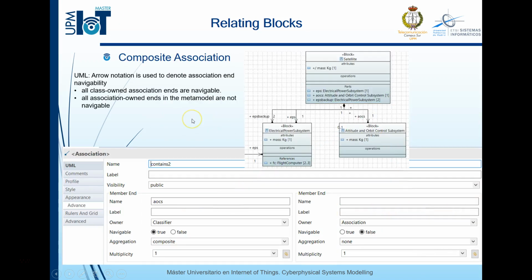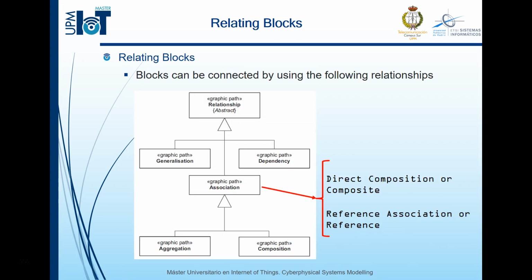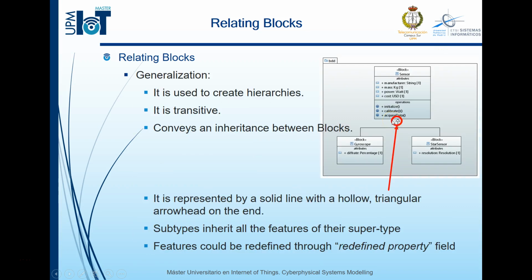Okay, so this is one of the kinds of relationships. Let me go back again. But we also have some different kinds of relationships between blocks. The first, maybe something that you know from before this course, is generalization. This generalization association is used to create hierarchies between different classes. So generalization lets us define a hierarchy between different blocks.